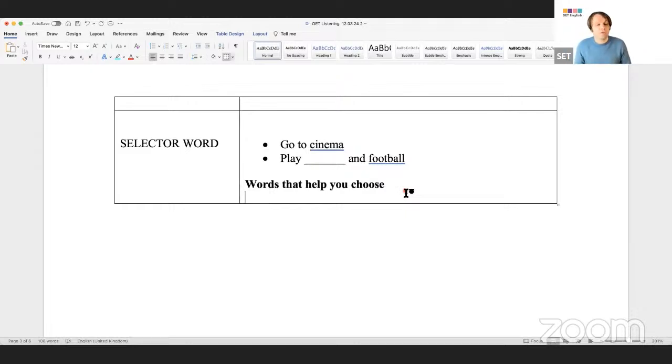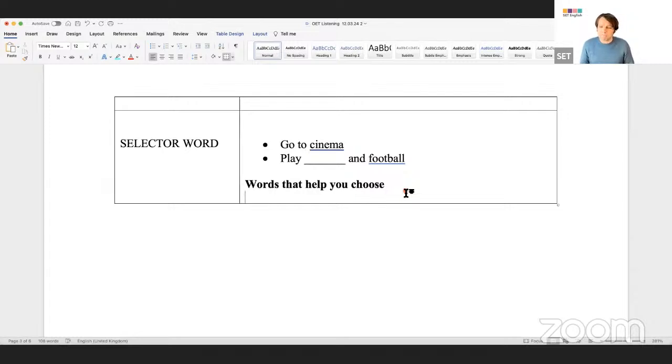3, 2, 1, go. Hi, doctor. Yeah, well, in terms of hobbies, I do lots of things. I sometimes like to go to the cinema with my partner and we watch lots of really nice movies. And as well as that, I play cricket, rugby, and football, and also sometimes I play lacrosse.